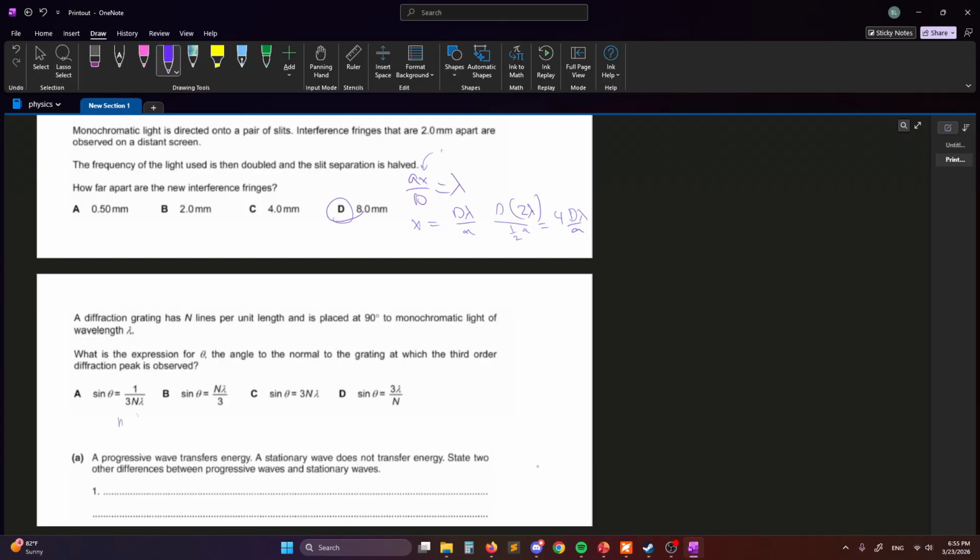Okay, so I'm pretty sure it's n lambda is equal to d sine theta, right? Yeah, I hope so. Anyway, so n is going to be the number that we're actually looking for, the order, which is 3. And then 3 lambda is going to be equal to d sine theta. So there's n lines per unit length. d is just like here, I assume it's just going to be 1 over n. And then sine theta is equal to 3 lambda over d, which is 3 lambda n.